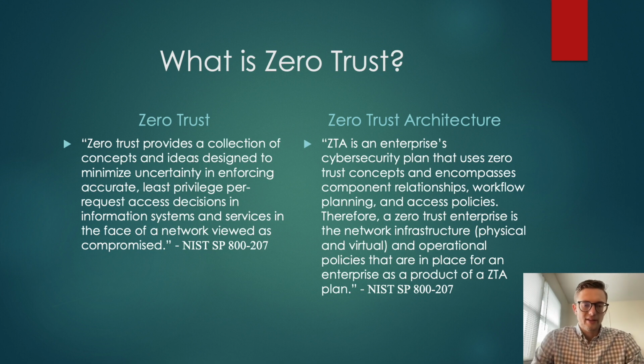Okay, so what then is a zero trust architecture? Well, a zero trust architecture is an enterprise's cybersecurity plan that uses zero trust concepts and encompasses component relationships, workflow planning, and access policies. Therefore, a zero trust enterprise is the network infrastructure, physical and virtual, and operational policies that are in place for an enterprise as a product of a ZTA plan.